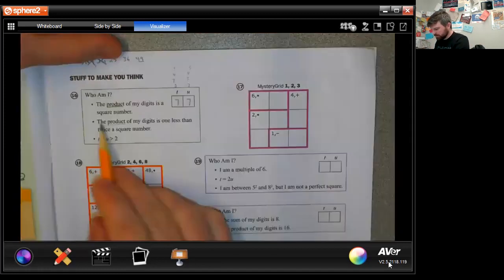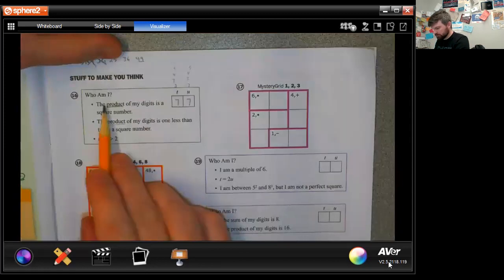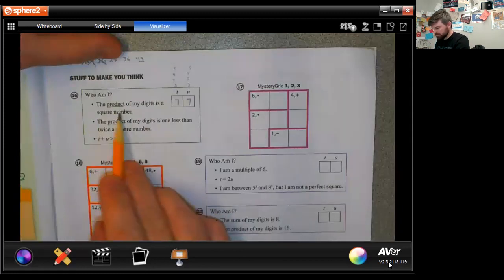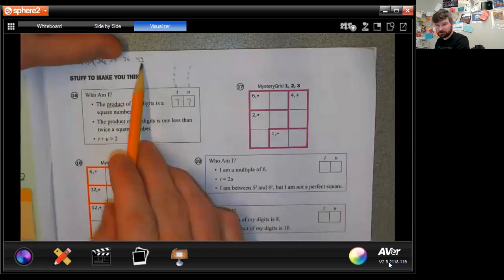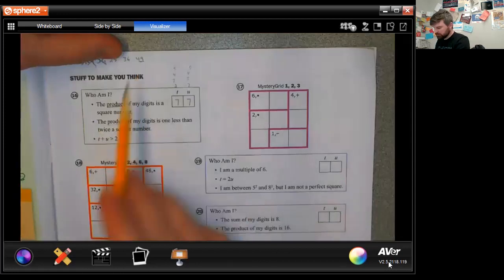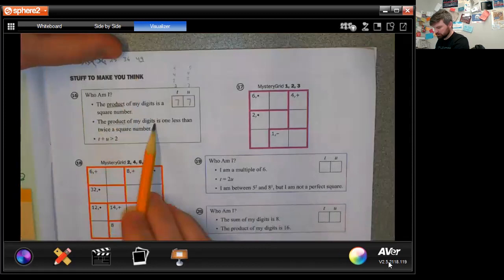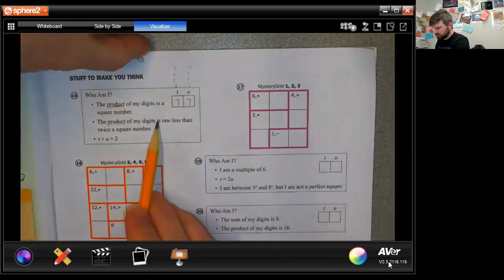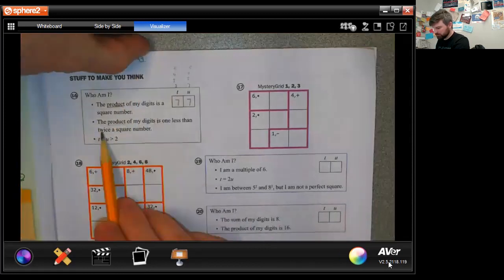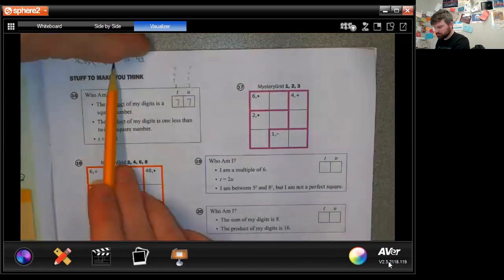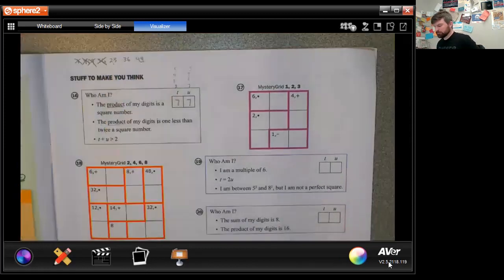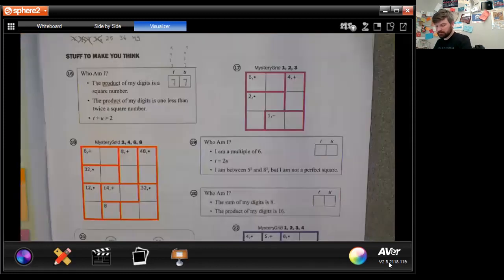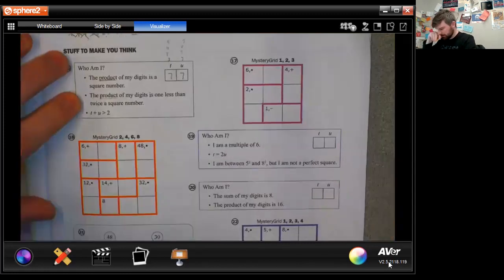So the product of my digits, let's start up here. The product of my digits is a square number. 7 times 7 is 49. That's a square number. The product of my digits, which is 49, is 1 less than twice a square number. So if I take 25, which is a square number, times 2, I get 50. 1 less than that is 49. So there's my number. Again, this is stuff to make you think. You got to think about these.